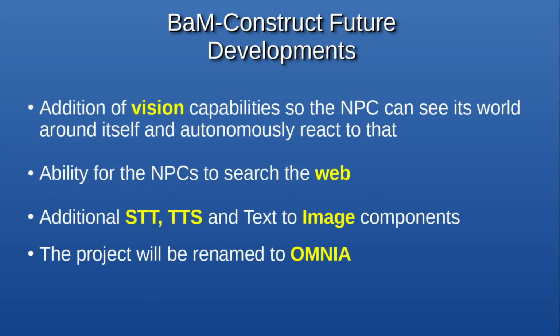So what are future developments for the BAM construct? We can add a vision component to our NPCs so that they can see the world around themselves and then autonomously react to that. That would be giving very cool new capabilities where you could start programming AI-powered NPCs and then observe how these NPCs behave in a virtual reality world. Also, we want to provide the NPCs with the ability to search the web. We would add a RAG component to get web contents from a search engine like Google, for example.